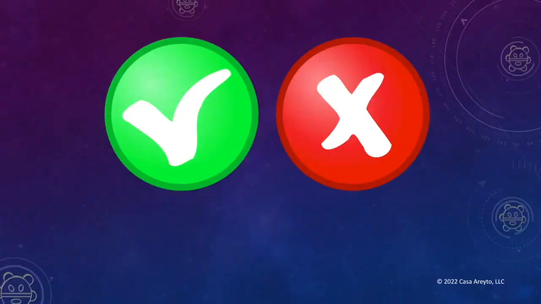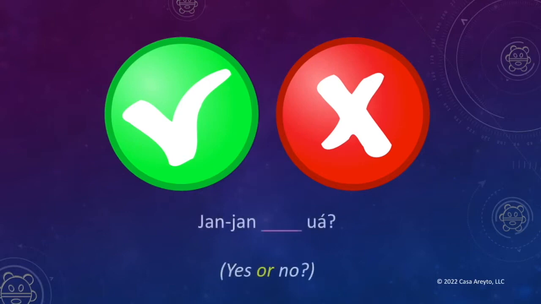Oh, from the pictures, I can see that this is going to be a choice. So let's take a look at the sentence that we need to complete. Yes or no? What is the missing conjunction? That's right, odi. Read the sentence aloud with me. Han odi ua. Yes or no?